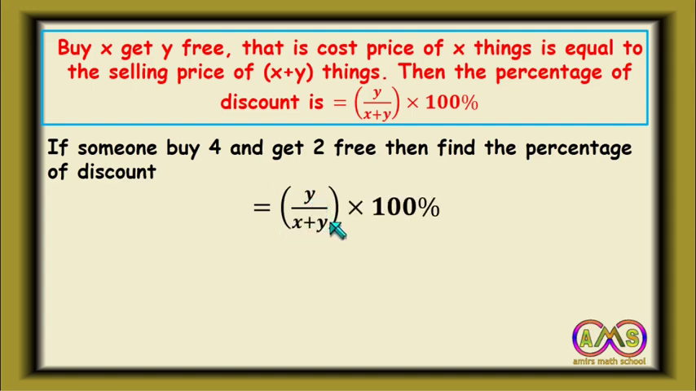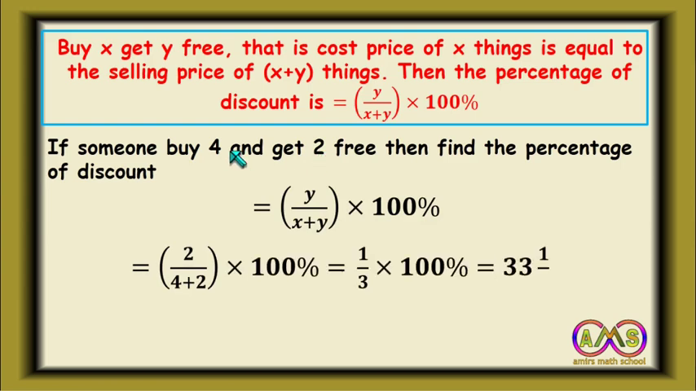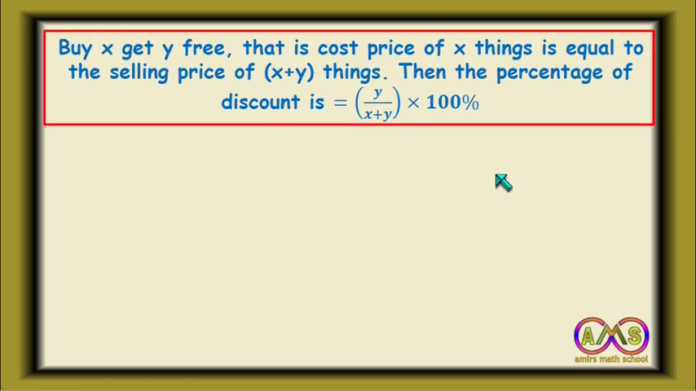That is Y divided by X plus Y times 100%. Here the value of Y is 2 and the value of X is 4. So 2 divided by 4 plus 2 times 100%, that is 1 by 3 times 100%, that is 33 and 1 by 3 percent. In this way we can easily find many problems of this type. So let's see another problem.